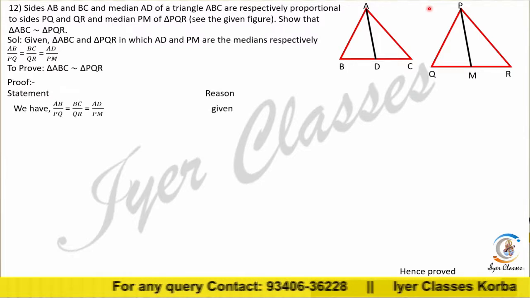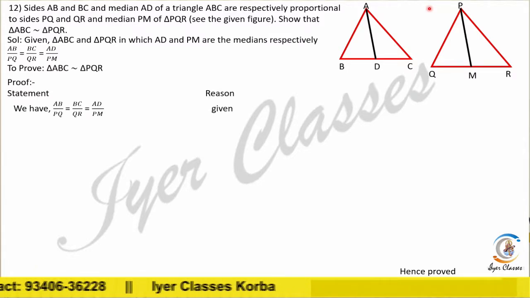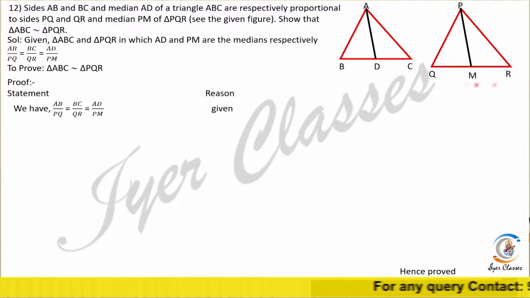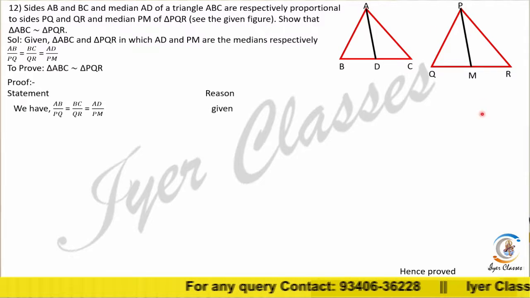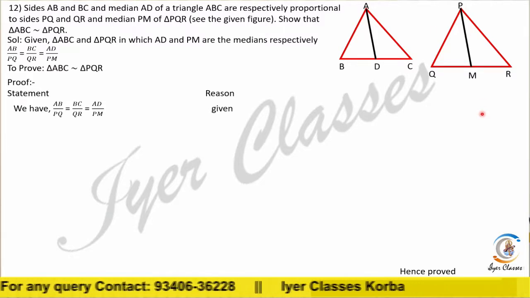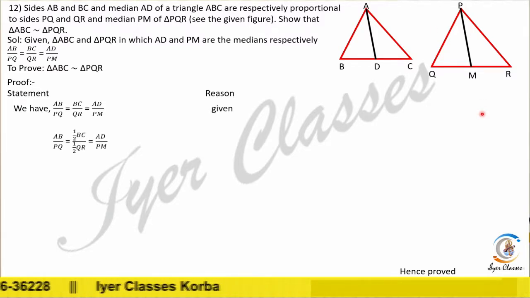So for that, let me consider what is given. It's given that AB by PQ is equal to BC by QR is equal to AD by PM. Right. Now, can we write it this way? Any problem? No.